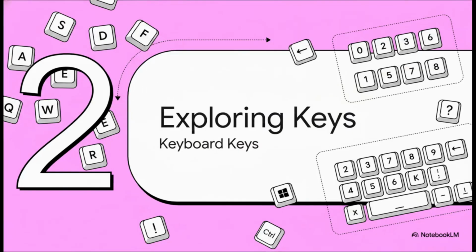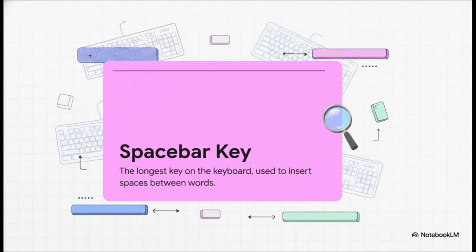Moving right along to Section 2, Exploring the Keyboard Keys. The text breaks down those 104 buttons really logically. You've got 26 alphabet keys, A through Z, for your words and sentences. Then there are 20 numeric keys, 0 through 9, split into two different sets for typing numbers. But the really interesting stuff? That's the special keys. First up, the space bar. The chapter notes it's literally the longest key on the keyboard, used to insert spaces between words.